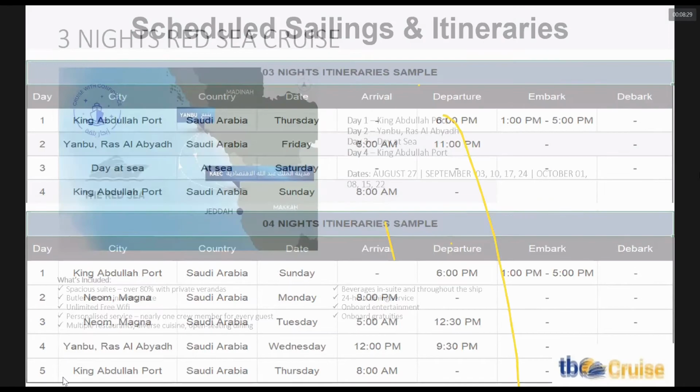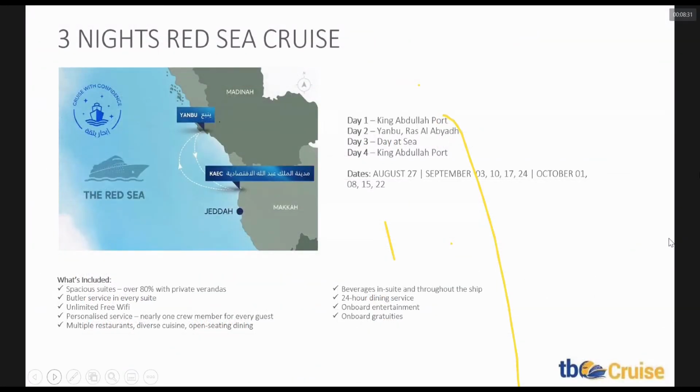The 3 night Red Sea cruise is from King Abdullah Port in Yanbu, I'm sorry, from King Abdullah Economic City, and then it sails to Ras Al Abyad, and there's a day at sea, and then it moves back to King Abdullah Port on these dates. And all of these are available for our guests to buy.